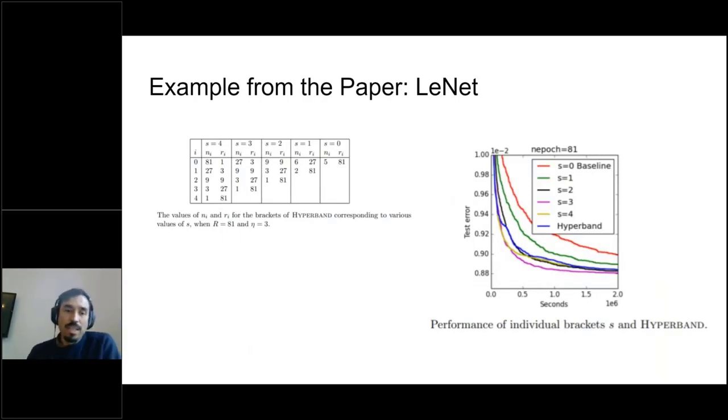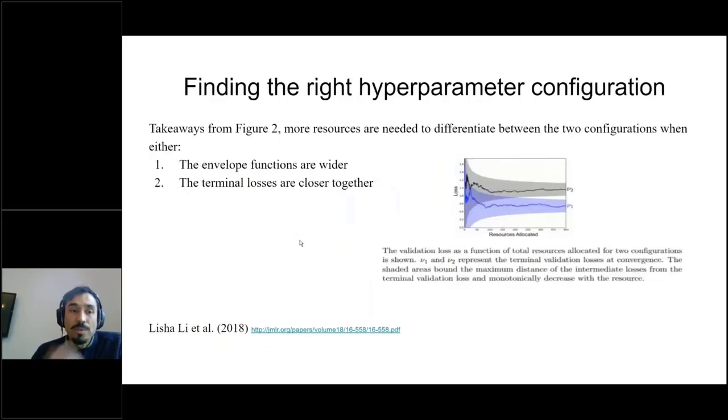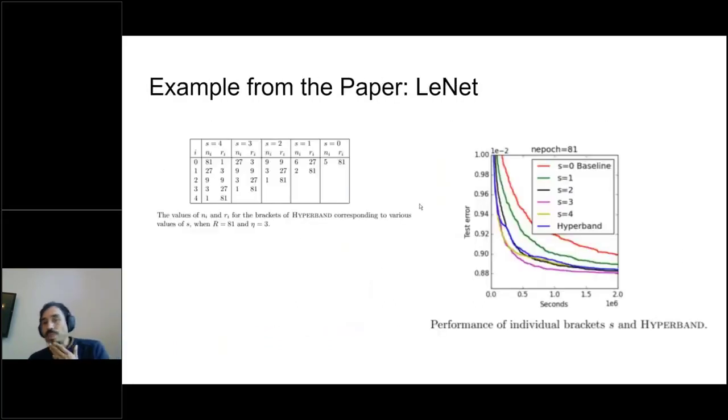And let me remind you, I forgot something. One iteration in the inner loop is called a bracket in the terminology of the paper. So they refer to each iteration as a bracket. So they did a test for the network. And as you can see, you start from bracket number 4 down to bracket number 0. And here are the parameters of the function, how they change.